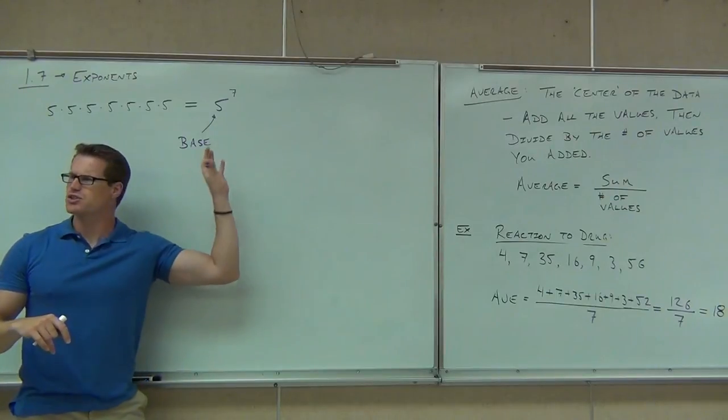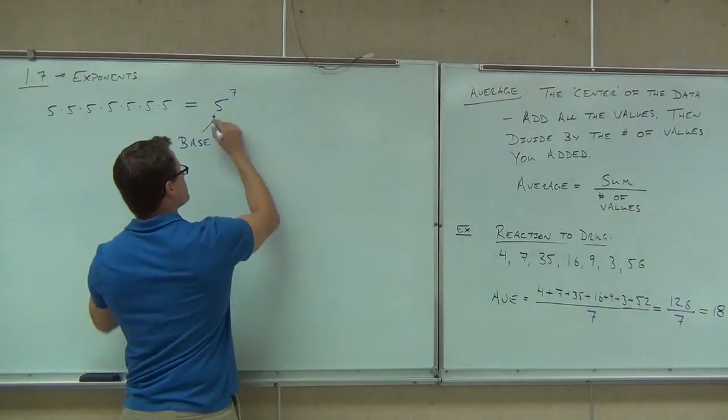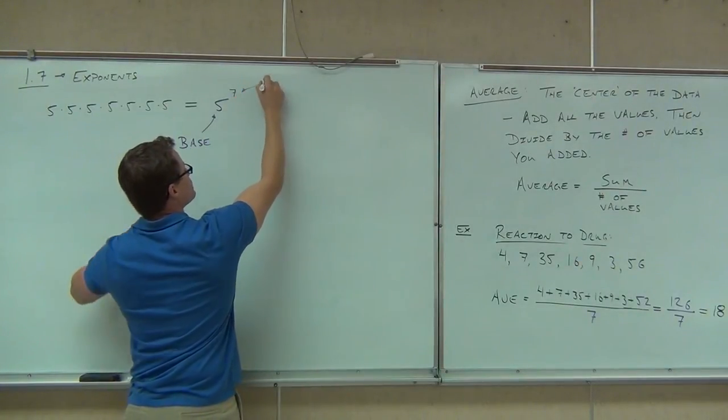They say the same thing. This is just a more concise way to write it. We want to make things easy, right? Be able to do things like that. So that's called our base. The 7 is our exponent.